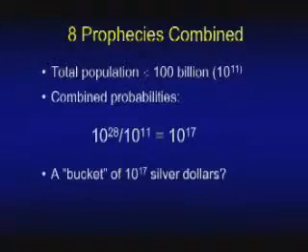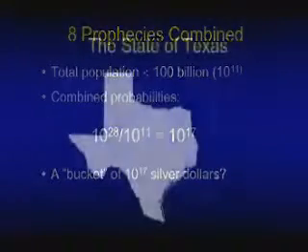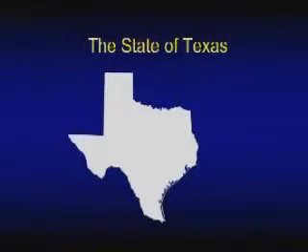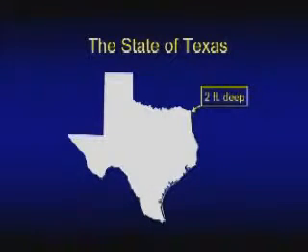Well, now I need a bucket that will hold 10 to the 17th silver dollars to get this across. Where do I get a bucket of 10 to the 17th silver dollars? I take the state of Texas, and I fill it with silver dollars. And when it gets 2 feet deep, I've got about 10 to the 17th silver dollars. And so I send someone in there, blindfolded, in such circumstances that he has an equal chance of getting any particular silver dollar. And when he picks up one, the chance that he got the marked one is 1 chance in 10 to the 17th. You with me?